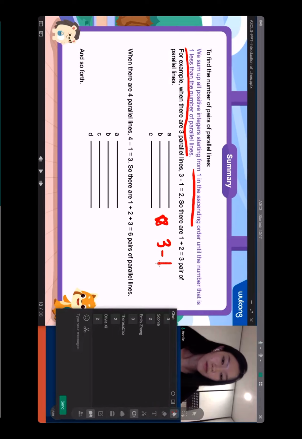Three minus 1, which equals 2. So this is what they mean by the number that is 1 less than the number of parallel lines.